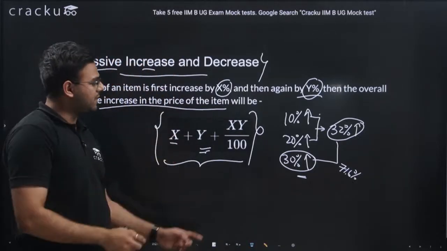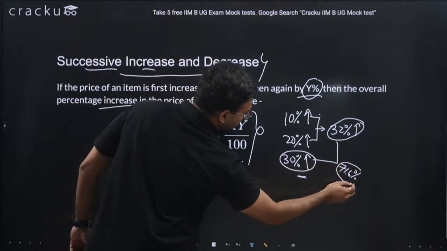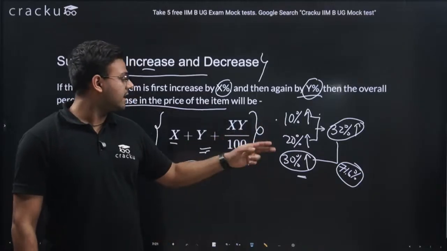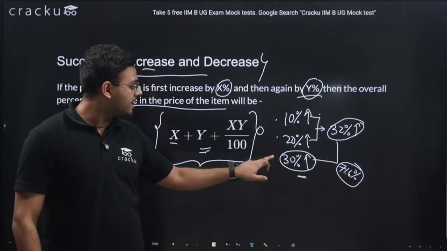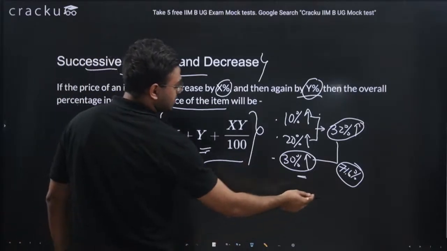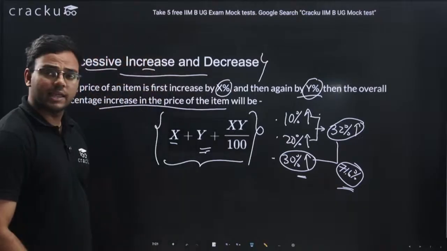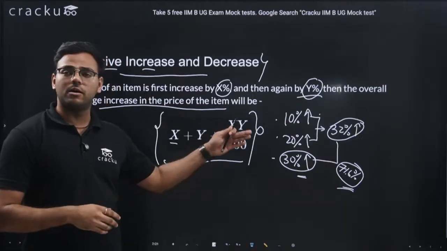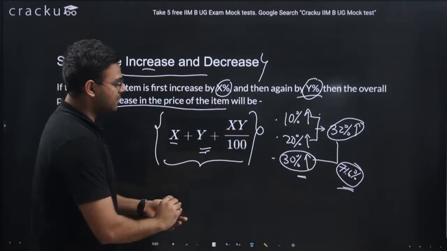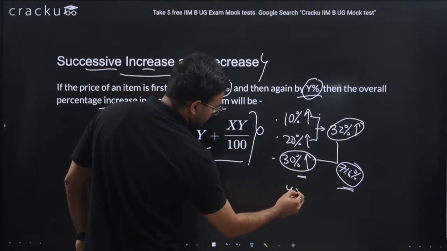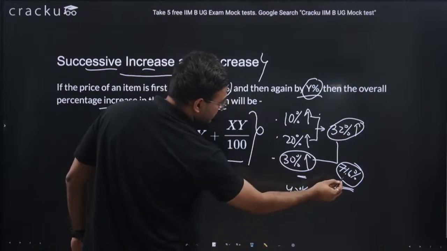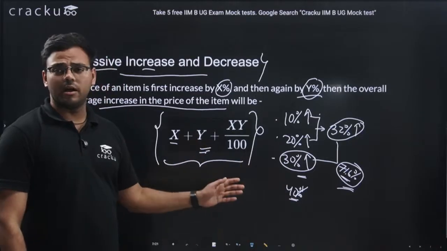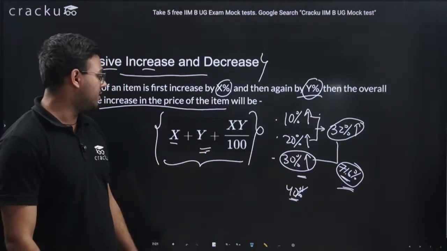So we have found out that the overall increase will be 71.6% when there is an increase of 10%, then 20%, and then 30%. If there are 3 values, you have to apply this formula twice. If there are 4 values, you have to apply it thrice. If there is one more value, let's say 40%, you consider the previous result as x and this value as y, and get the answer again. This pattern will continue for however many values there are.